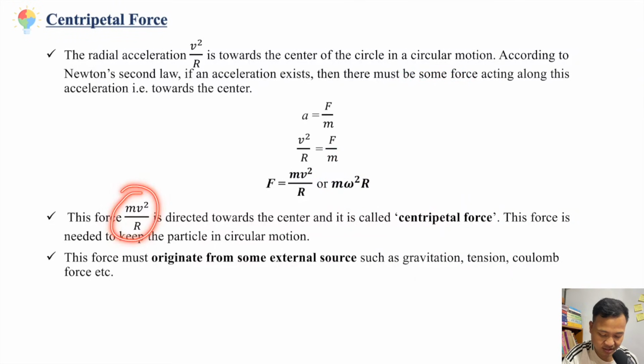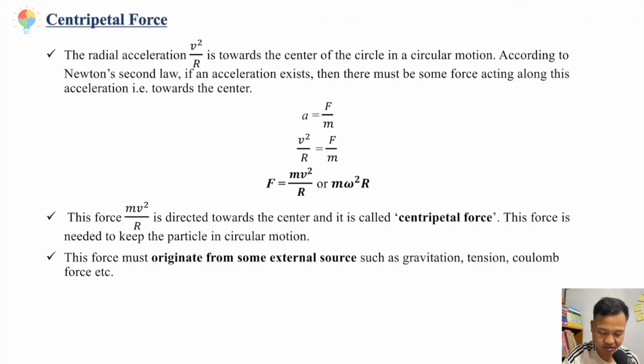So mv square by r is a force, and this is directed towards the center, always towards the center. This is called the centripetal force. So this force is needed. It is a mass force. It is needed to keep the particle in a circular motion.